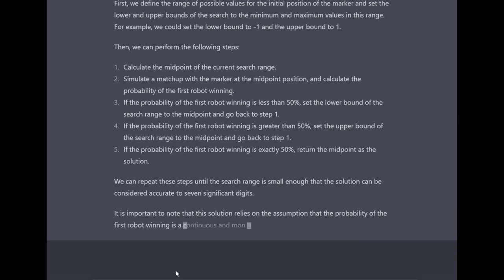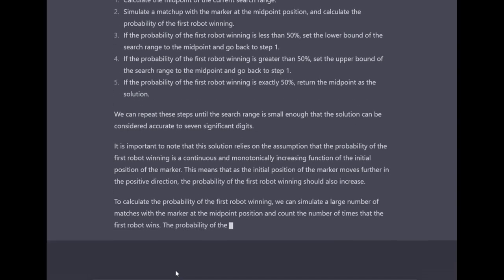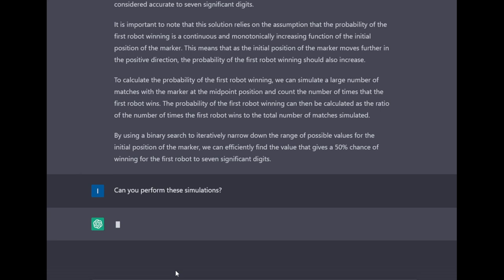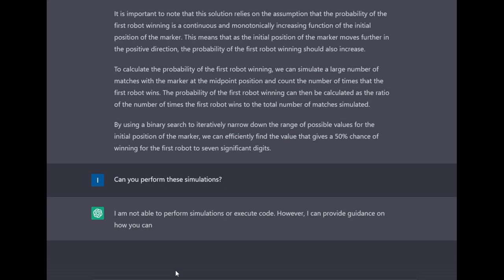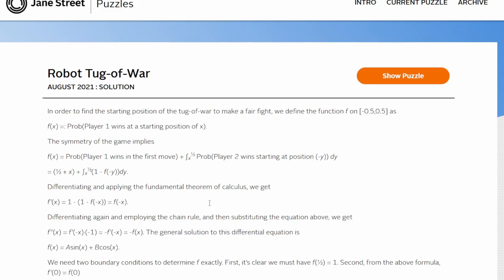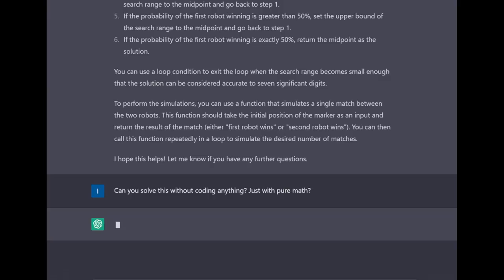Here's the textual explanation. Anyways, this was a fine answer, but it couldn't simulate it itself, and the solution to the puzzle did have a mathematical solution, so I figured might as well try, so I asked it to find the solution using pure math.